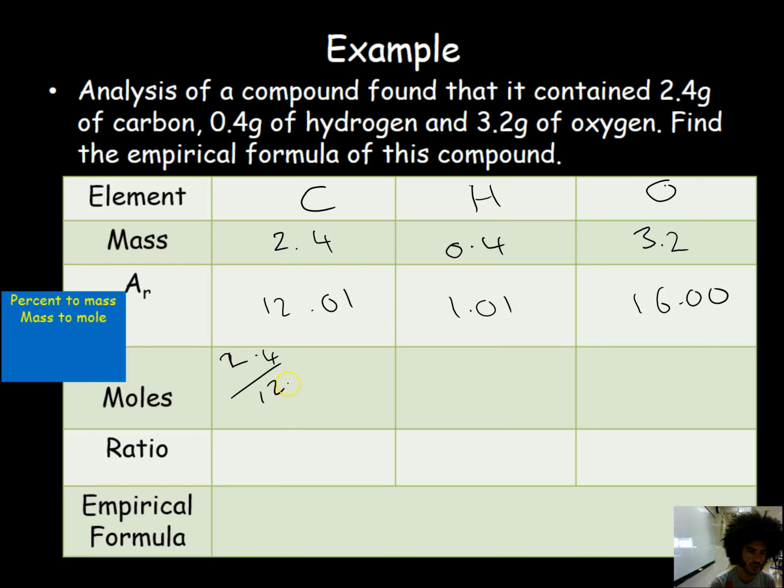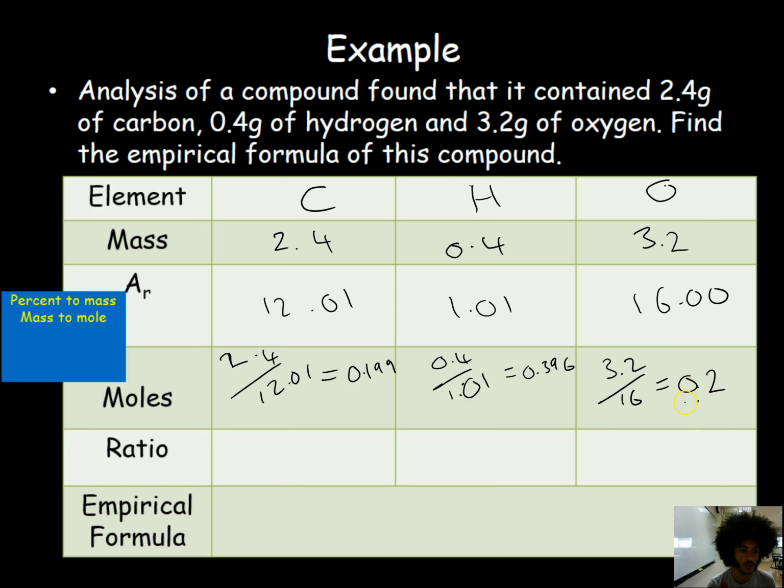The moles is 2.4 divided by 12.01, and that equals effectively 0.199, which is basically 0.2. Here it's 0.4 over 1.01, and that equals 0.396, which is basically 0.4. And here I've got 3.2 over 16, and that equals 0.2. Okay.